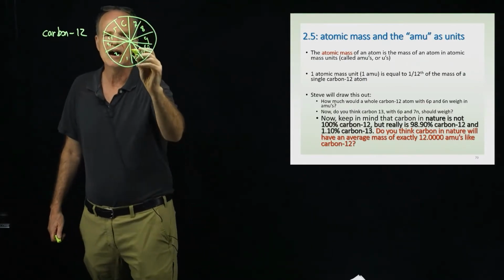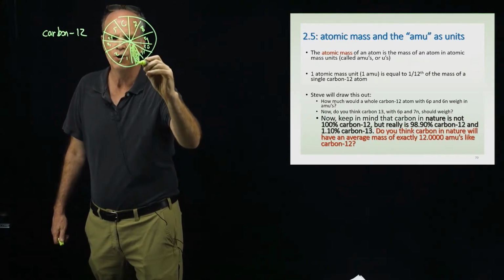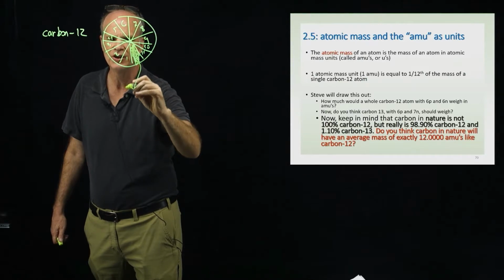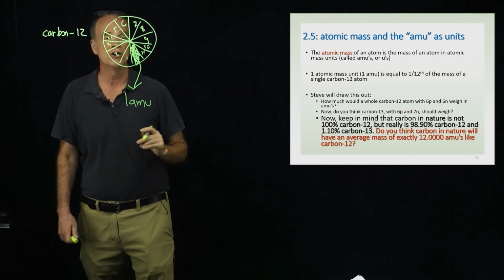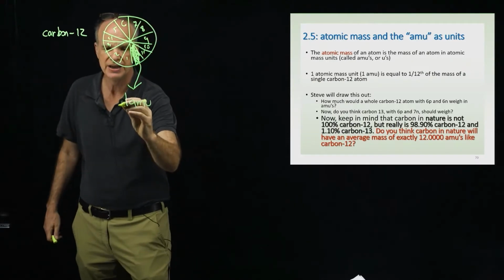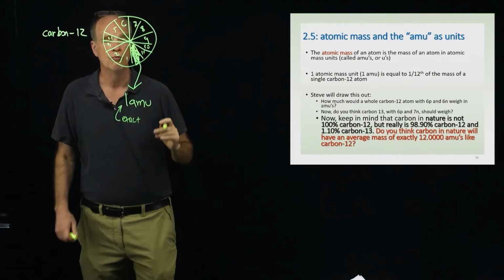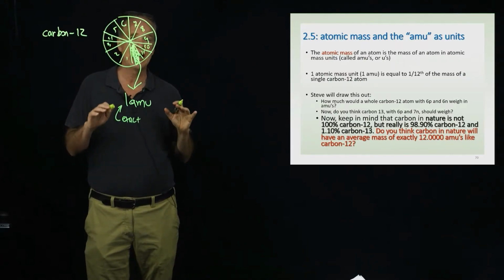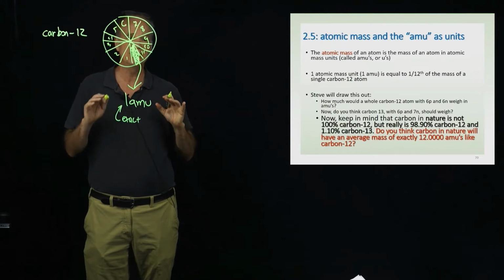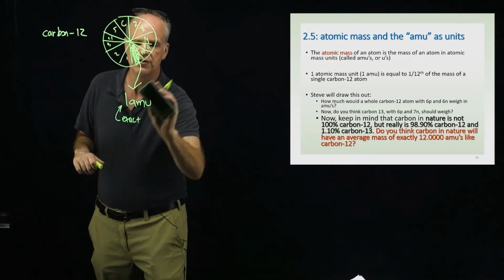We'll take out 1/12 of this carbon-12 atom, one of these parts. This is 1 AMU. So this is also an exact number. What I want you to know is that 1 AMU, which is an exact number, is 1/12 of a carbon-12 atom. That is the way it's defined. Now let's go a little bit further than this.